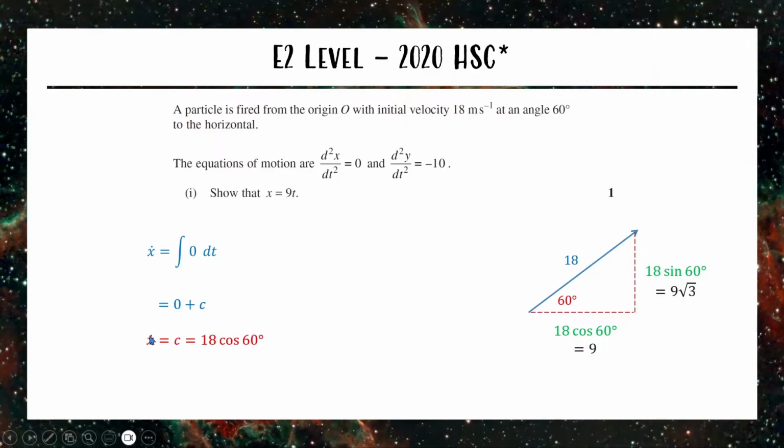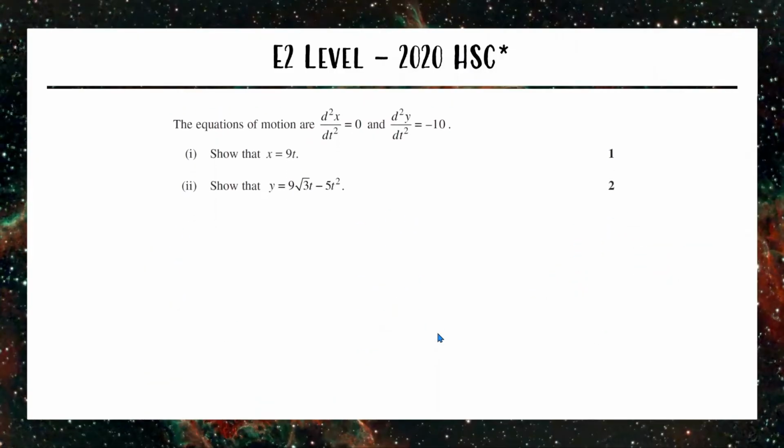Okay, so x velocity is equal to the constant value that we got from this triangle, so it's equal to 9. Okay, now we have our x velocity. We are going to integrate that again to get our x displacement. So integrating velocity with respect to time is getting us displacement. Integral of 9 is 9t plus a constant. And now once again, subbing in our initial conditions, when t is equal to 0, we are at the origin. So our x displacement is 0. So we get 0 equals 9 lots of 0 plus c. So we've figured out that c is nothing, which means that x is equal to 9t as required.